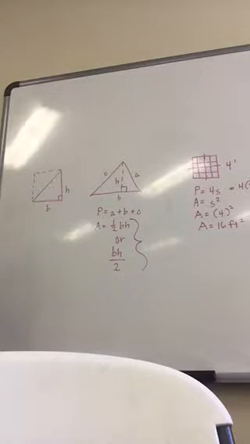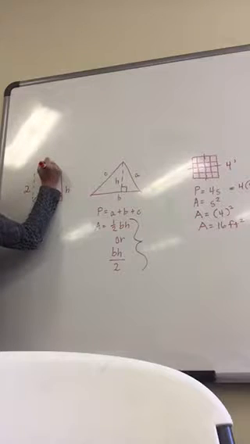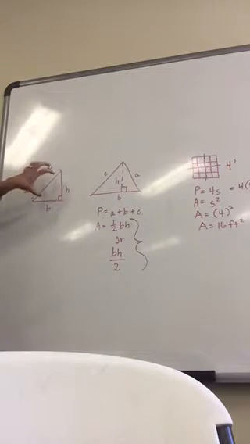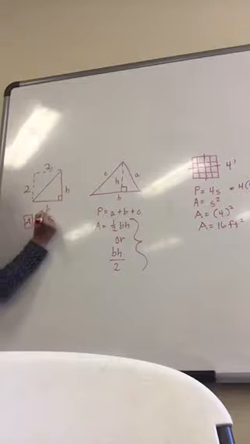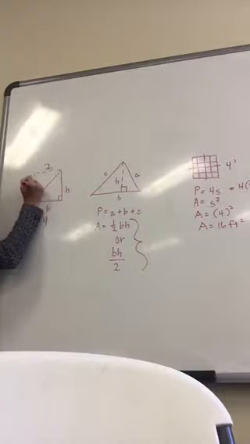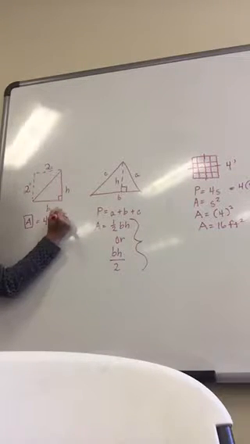So let's say we knew the area of this whole square. Let's say one side was 2 and the other side was 2 because it is a square. Then the area of this whole square would be 2 times 2 is 4. So let's write it this way. The area of the square equals 4, and we'll call these inches squared.